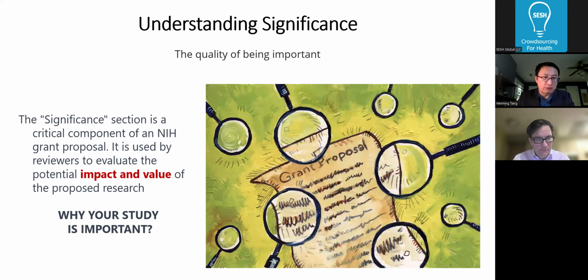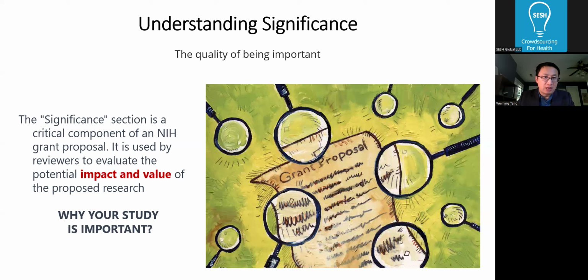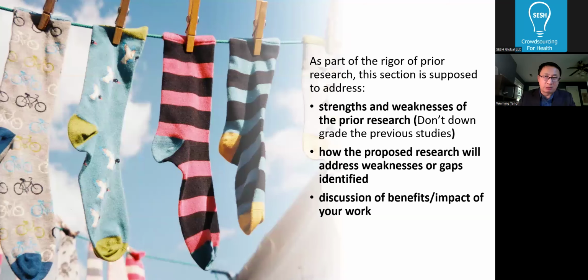Also, NIH defines the significance section as the point to let the reviewer evaluate the potential impact and the value of the proposed research. So you need to understand that in this section you need to give the reviewer some very important messages regarding the research gap, regarding why your study will fill the gap, and how it will benefit.